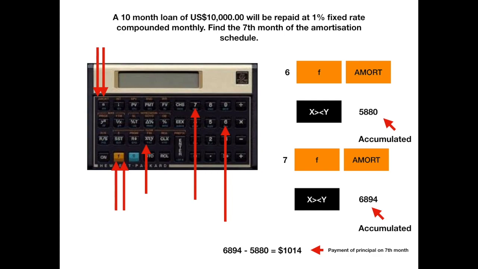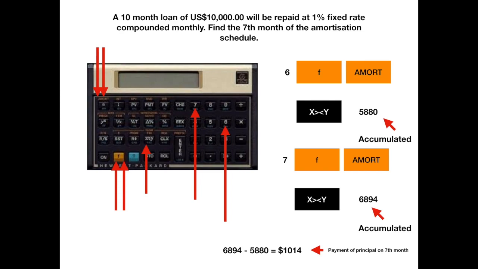Okay. So you just did that again. You got 7 f amort, and now you changed X for Y, and you got $6,894, which is the accumulated amount of payment of principal until the 7th month. But that's still not what we want. We want the payment of principal on the 7th month.